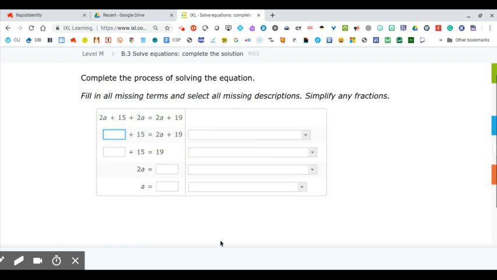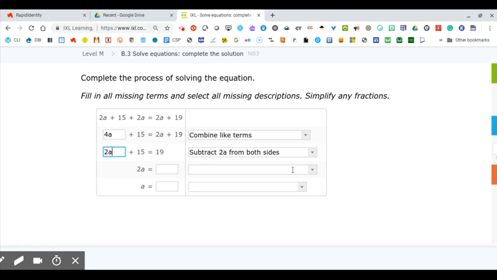So I'll do the last one here. Here there's combine like terms, right? Because you have a 2A plus 2A, which is 4A. And then you're going to move A from one side to the other side. So you're going to subtract 2A on both sides. So 4A minus 2A is 2A.